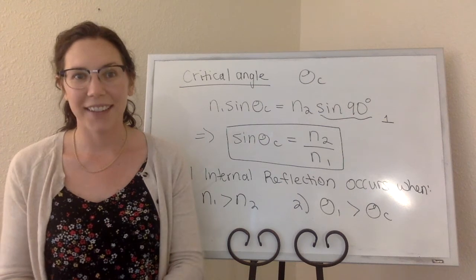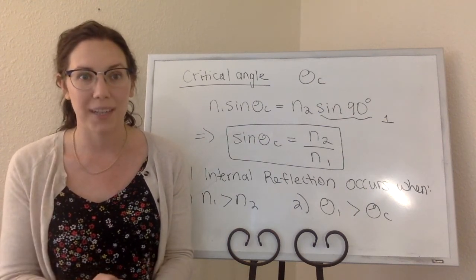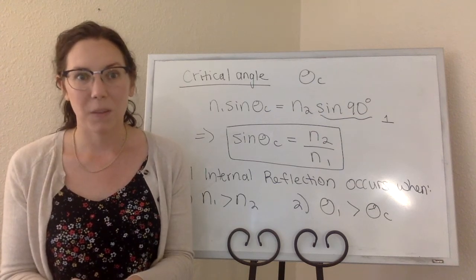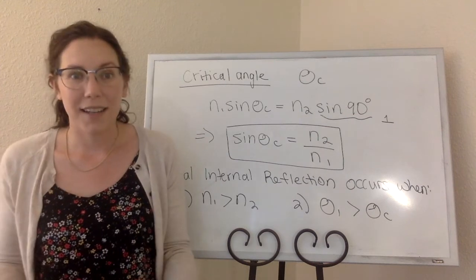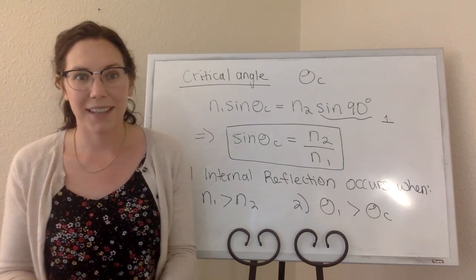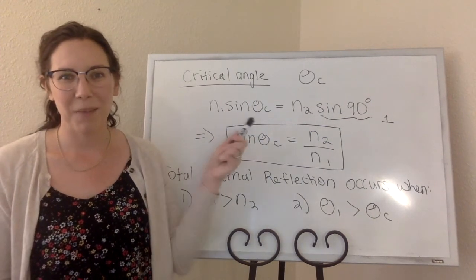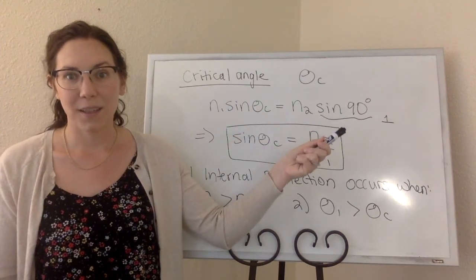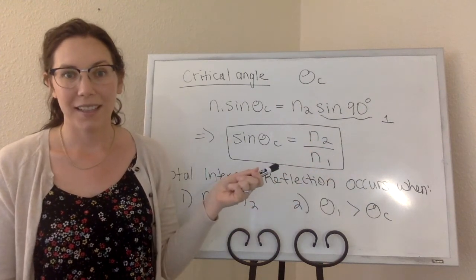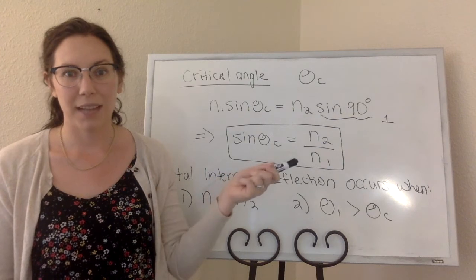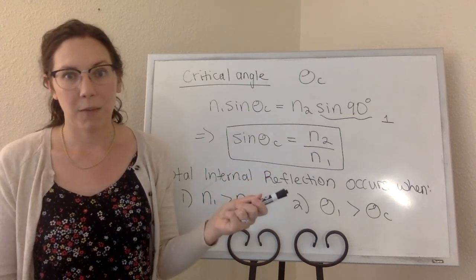Again, the critical angle is the incident angle for which the light is refracted along the boundary. So the incident angle that corresponds to a refracted angle of 90 degrees. So we can find an equation for this just by using Snell's law. In order to find the critical angle, we want to replace theta 1 with theta c and theta 2 with 90. And then sine of 90 is 1. So we get this nice equation: sine theta c equals n2 over n1. And you'll notice this can only work if n1 is greater than n2.